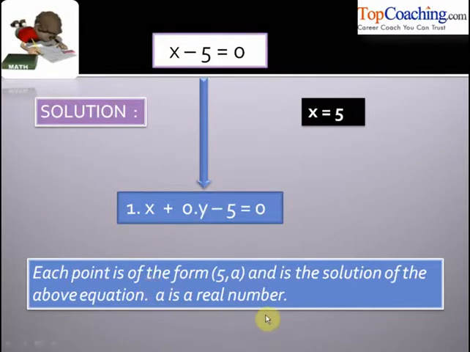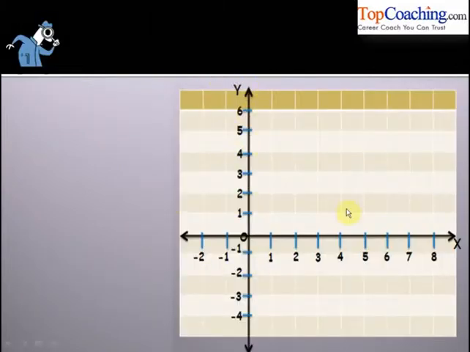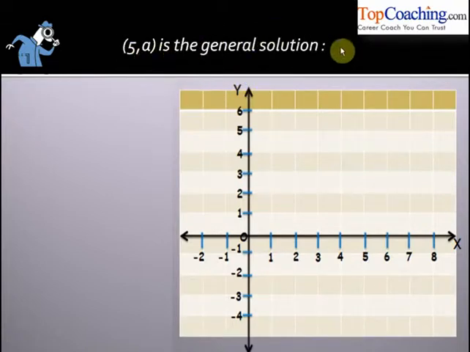Here a is any real number. If we take different values of a, we get different coordinates, but all these points are actually solutions of this equation. Now how do we represent the equation x minus 5 equal to 0 on the coordinate plane? Let us say that once again this is the coordinate plane, this being the x-axis and this being the y-axis. Now (5, a) is the general solution, we have seen it earlier.